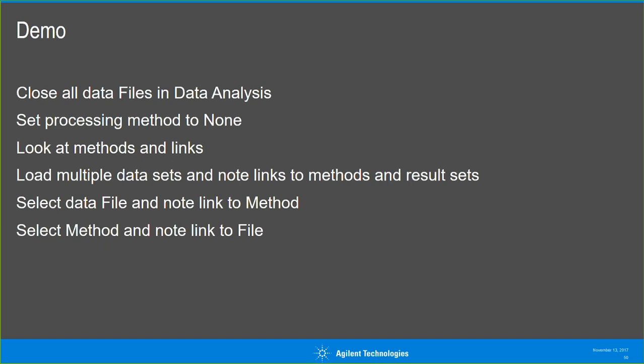All right. So for this last part, we're just going to show you how to close the data files. What happens when we set the processing method on? We've already kind of looked at doing that. That was one of the first examples of loading up a processing method. Instead of doing an area percent, we selected none. What could you do? Well, you could do everything, but nothing is automatically done for you, right? The software doesn't know the route to go until you tell it, okay, let's do an area percent, or let's do a quantitation method, 3D UV. We'll take a look again at the method and the links, make sure we know what's linked up and what's not linked up. What happens when you load up multiple sets? We'll take a look at that, and then we'll select a method and note the link to the file.